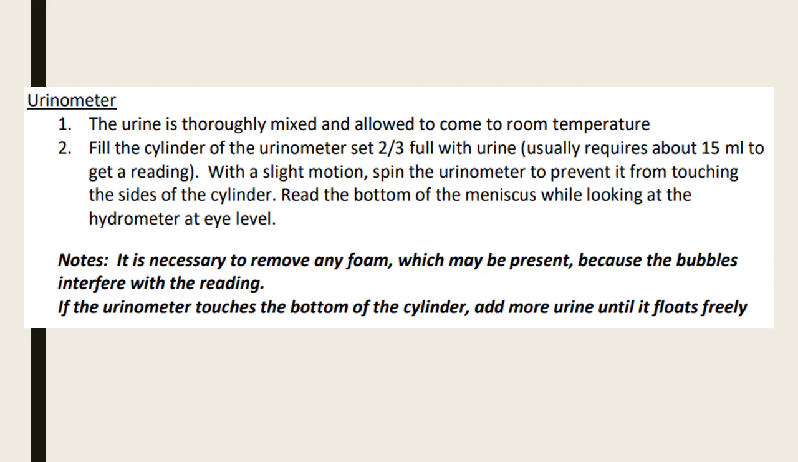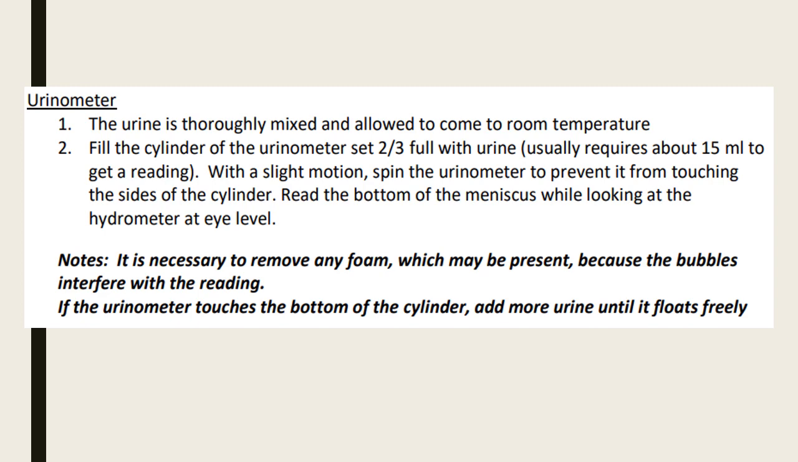Let's take a look at the corrections in temperature for this urinometer. If the urine is colder than 20 degrees Celsius, you subtract 0.001 from the reading for every 3 degrees Celsius that the sample is below 20 degrees Celsius. If the sample is warmer than 20 degrees Celsius, then you add 0.001 to the reading for every 3 degrees Celsius that the sample is above 20 degrees Celsius.